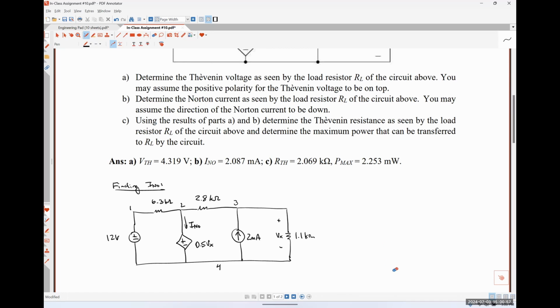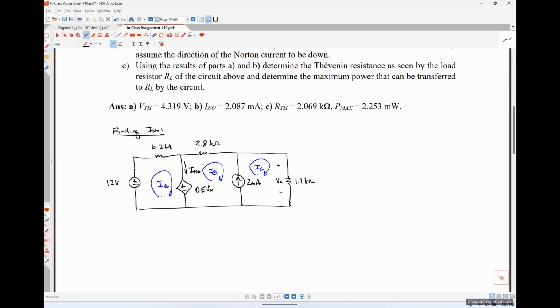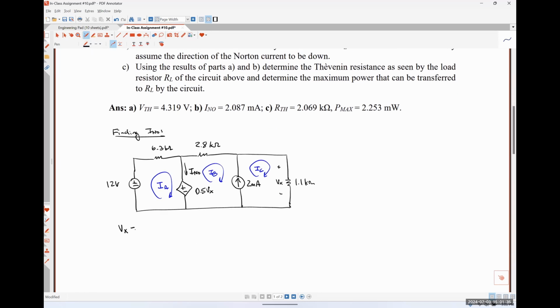So I know this is probably going to piss you guys off, but I would actually probably do nodal here, even though I'm trying to find a current, because the system is simpler to do. And we'll do mesh anyway. I don't want to be just contrary for the sake of being contrary all the time. So let's call this IA, IB, and IC. What's our controlling variable relationship going to look like?